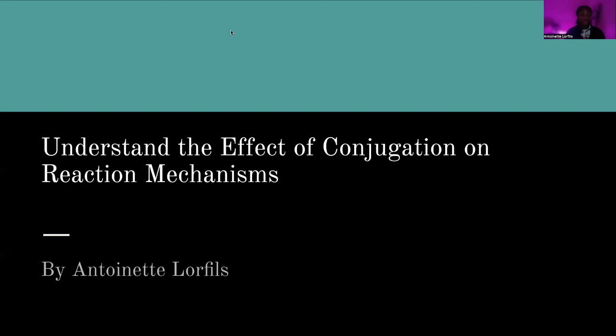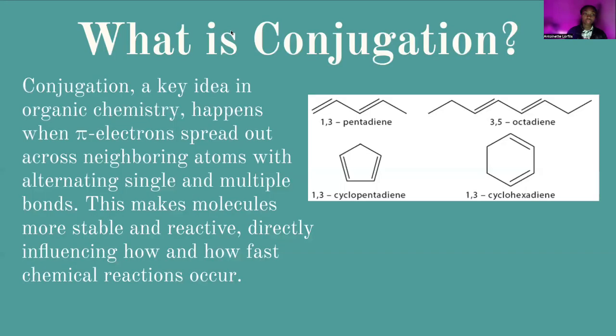To start, we will be going over how to understand the effect of conjugation on reaction mechanisms. So, what is conjugation? Conjugation is a key idea in organic chemistry, and it happens when pi electrons spread out across neighboring atoms with alternating single, double, and triple bonds. This makes molecules more stable and reactive, directly influencing how fast chemical reactions can occur.